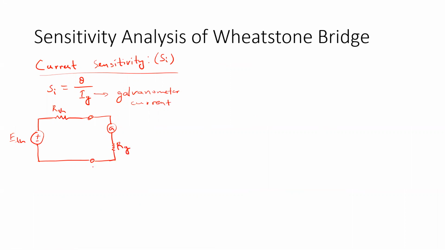So you can refer to this as your node B and this as your node D, and the current flowing through the galvanometer, I can denote it to be Ig. Now once I do so, then you can say that the current through the galvanometer will be Ig equals E Thevenin divided by R Thevenin plus Rg.